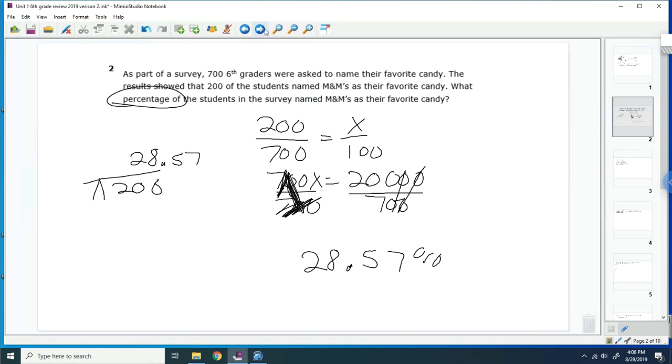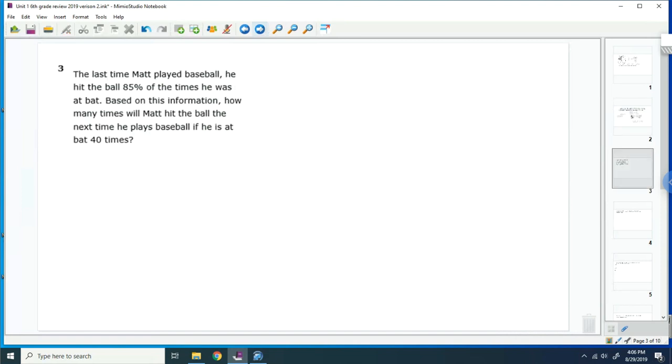All right, let's do number 3. The last time Matt played baseball, he hit the ball 85% of the time he was at bat. Based on this information, how many times will Matt hit the ball the next time he plays baseball if he is at bat 40 times? All right, first things first, 85% always goes over 100. 40 is your whole, so you're going to set it equal to x over 40.